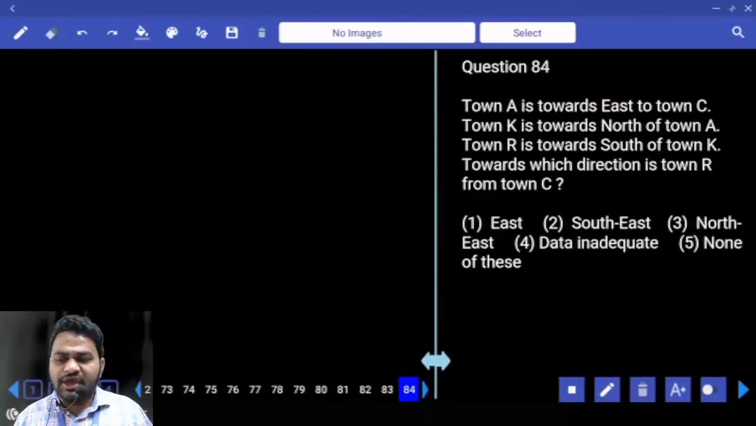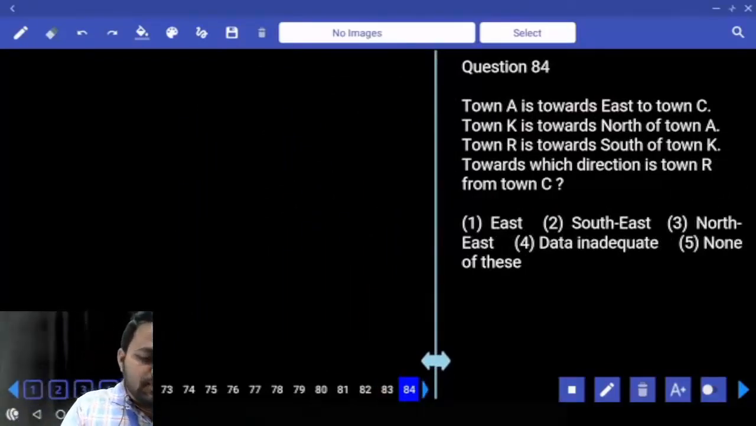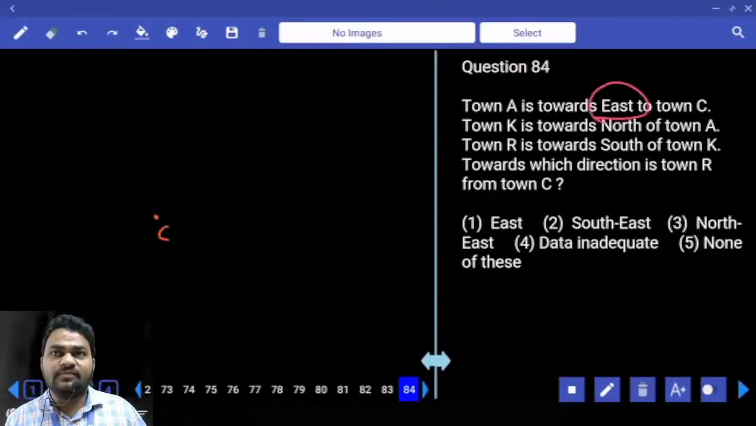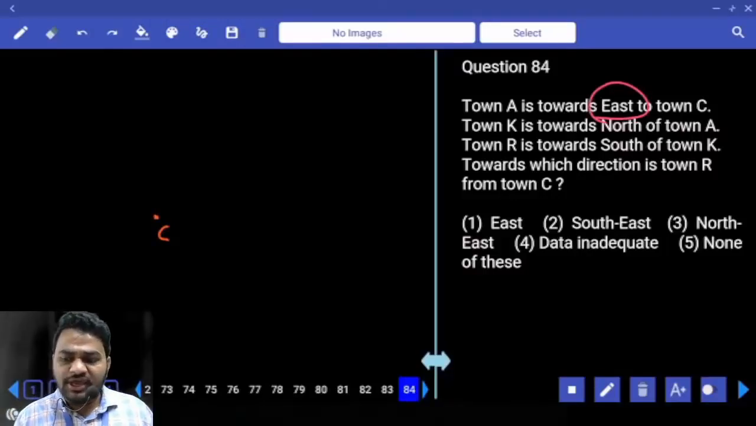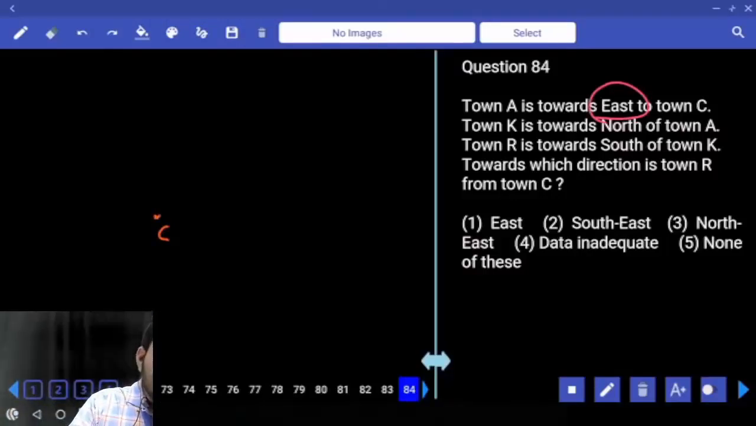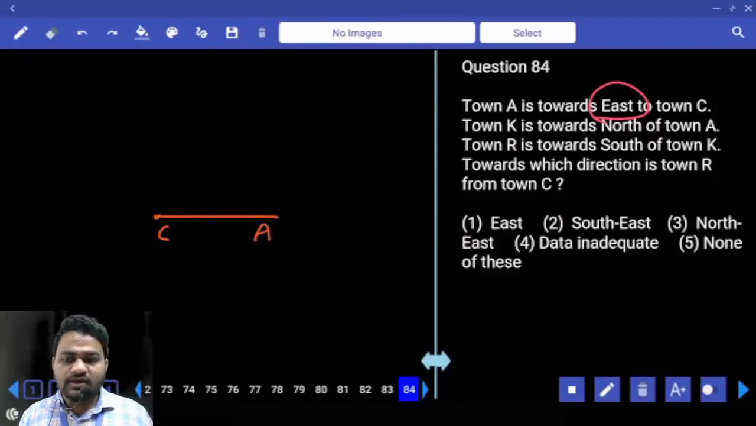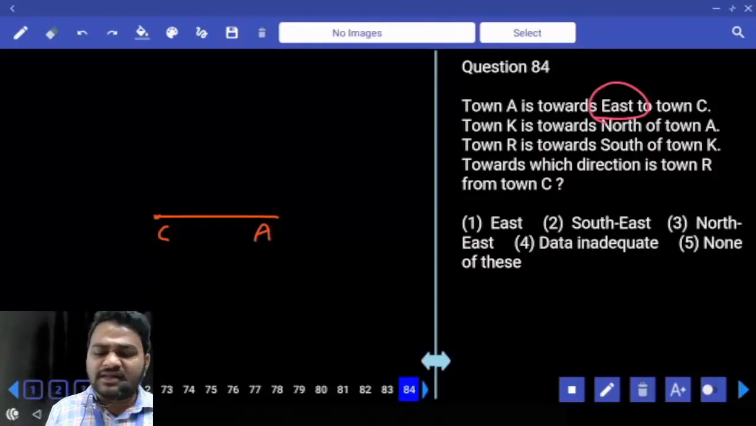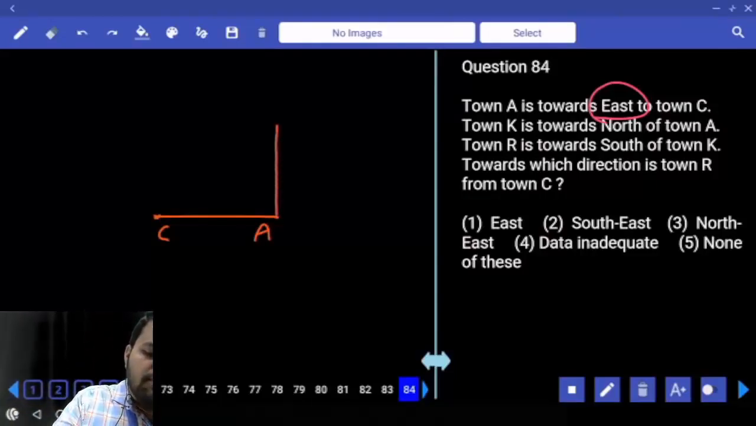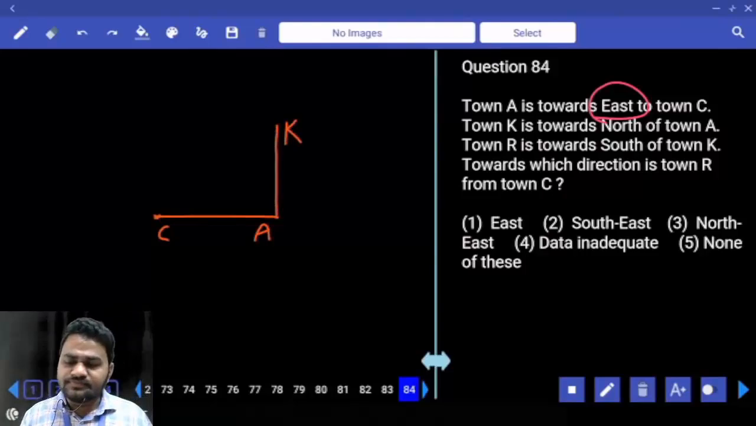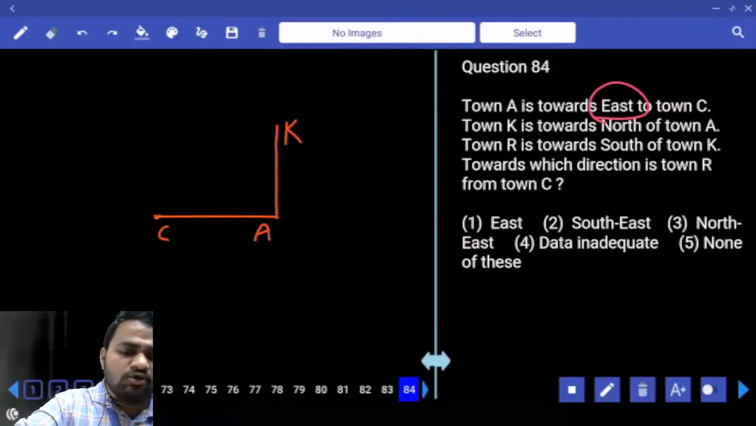Next, A is towards east of C. Wherever C is there, it is given that A is east of C. But how many meters east is not mentioned. Anyways, A is east of C. East of C, we need to place A. Next, K is towards north of A. North of A, K is required. Next, R is towards south of K.